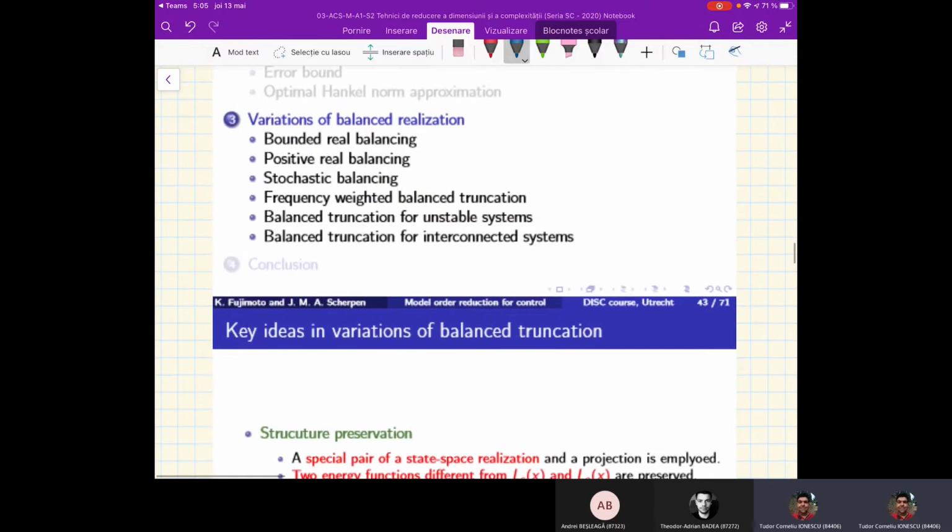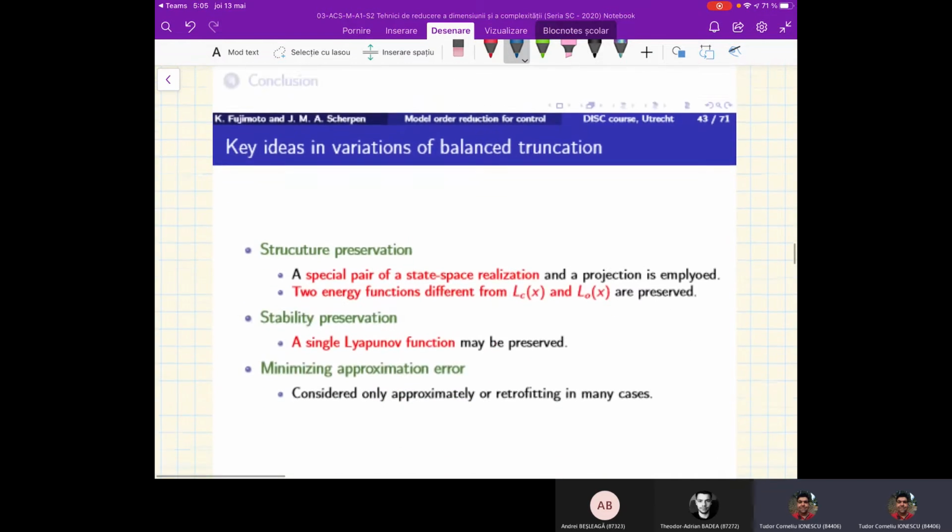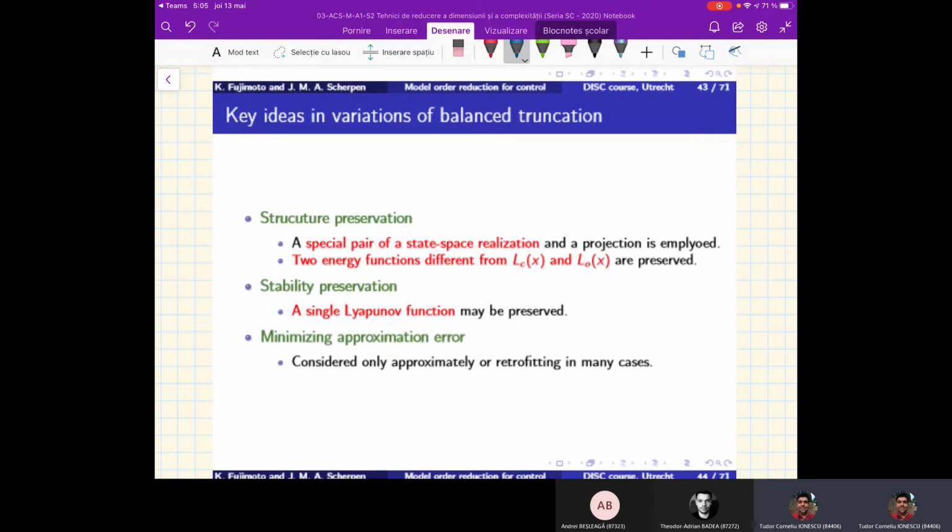Now we have variations of the balanced truncation. You can preserve structure. We know that stability is preserved, so you can preserve structure. You can preserve all sorts of interesting properties.